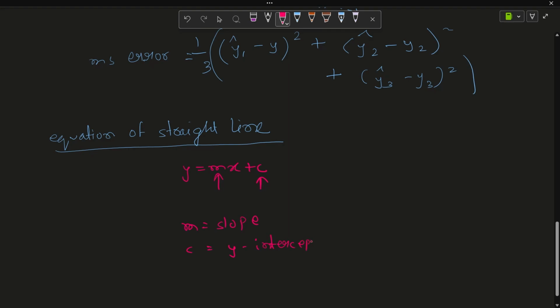See, slope is how much you change. This is the change. What change? How much y will change if you change x? Okay, this is the change. How much y will change if you change x.